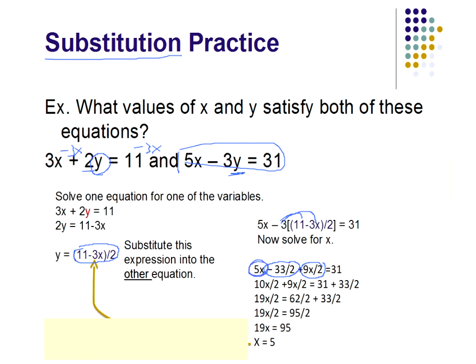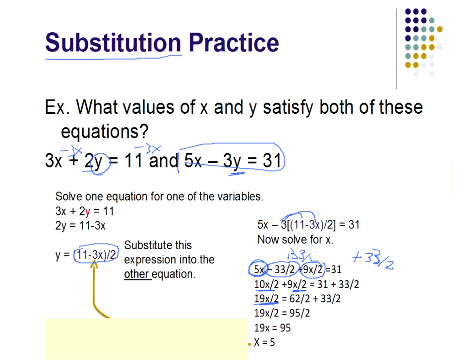5x is really 10x over 2 plus 9x over 2. That's going to give me 19x over 2. And then I added 33 over 2 to both sides. Again, you can certainly use that in your calculator and get the decimal form there. It's apparently a lot easier to write it that way.